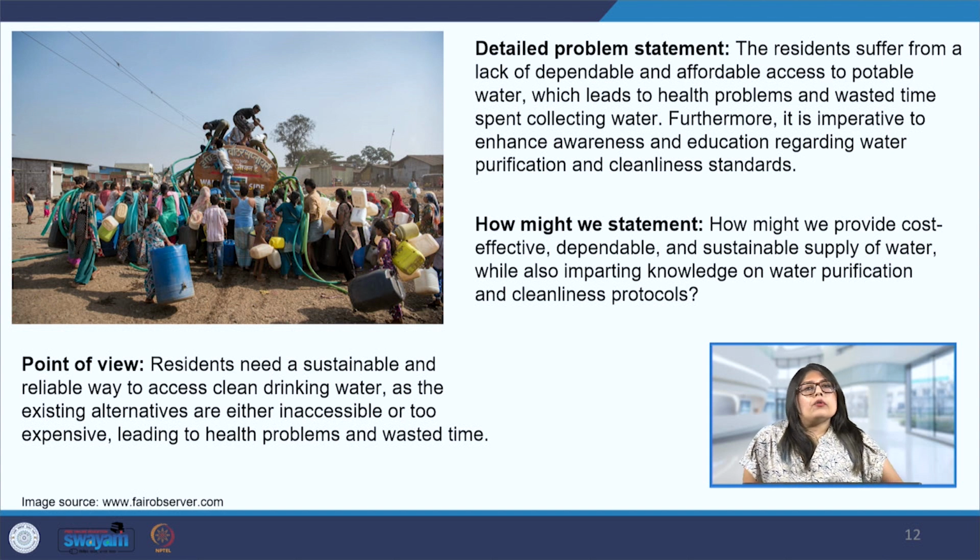So now here you can see the example. This is just a very basic example derived from the basic understanding of this problem. It is not an in-depth research that has been conducted, but just a surface level understanding, so that these points can be shared across: how do we develop a detailed problem statement, how do we create a how might we statement, and then how do we create a point of view statement.